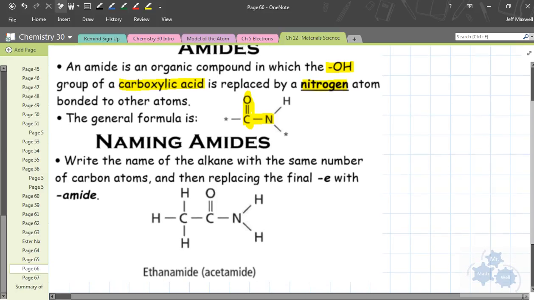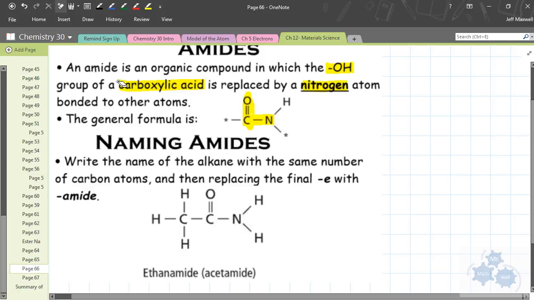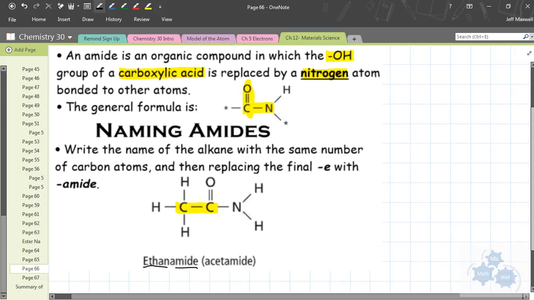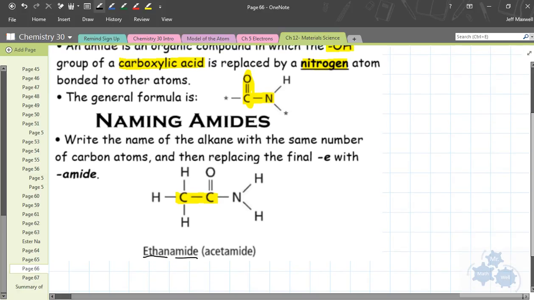All right, so when we're naming, write the name of the alkane with the same number of carbon atoms, and then replace the final e with amide. Pretty easy. You're really just focusing on the carbon chain here, and if it's an NH2, or NH and then another carbon chain or whatever, it's an amide. So this is just ethanamide. Or we call this acetamide, that's the common name. Ethanamide.